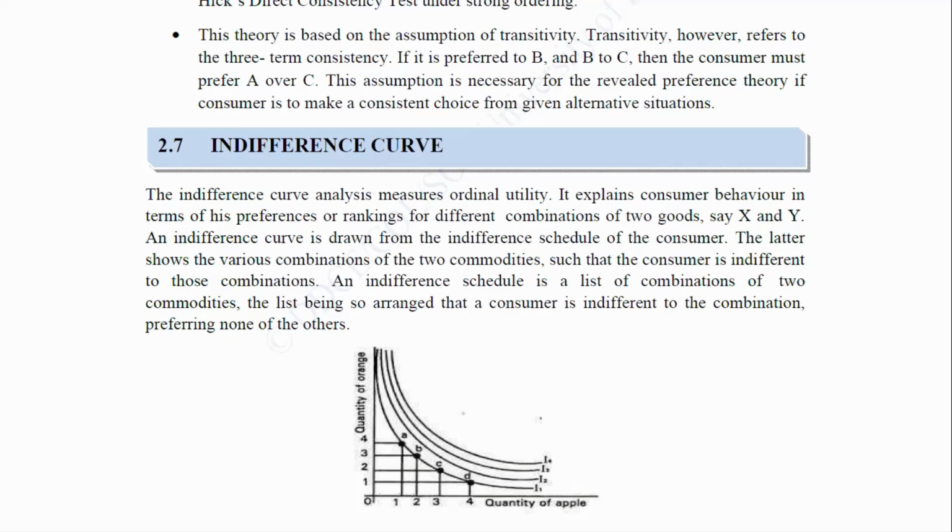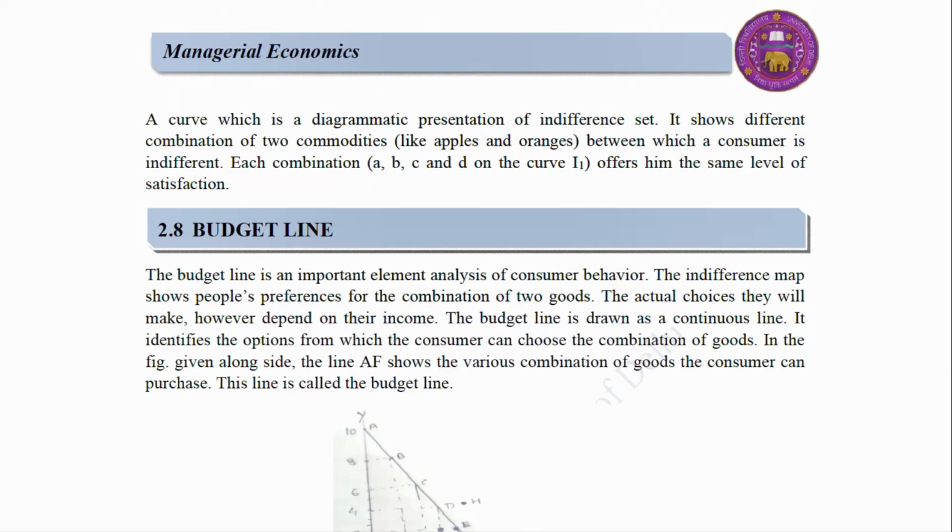An indifference schedule is a list of combinations of two commodities, the list being so arranged that a consumer is indifferent to the combinations, preferring none of the others. A curve is a diagrammatic presentation of the indifference set. It shows different combinations of two commodities like apples and oranges, between which a consumer is indifferent. Each combination A, B, C and D on the curve I1 offers him the same level of satisfaction.